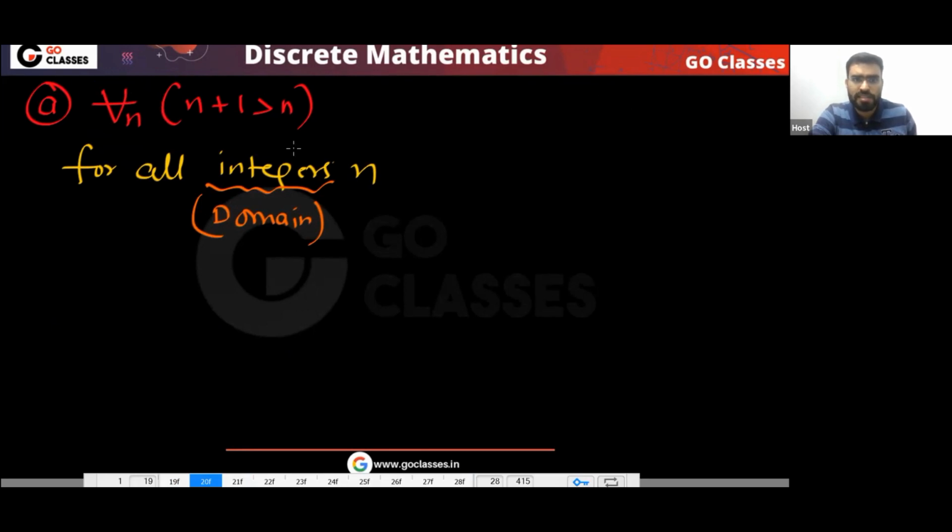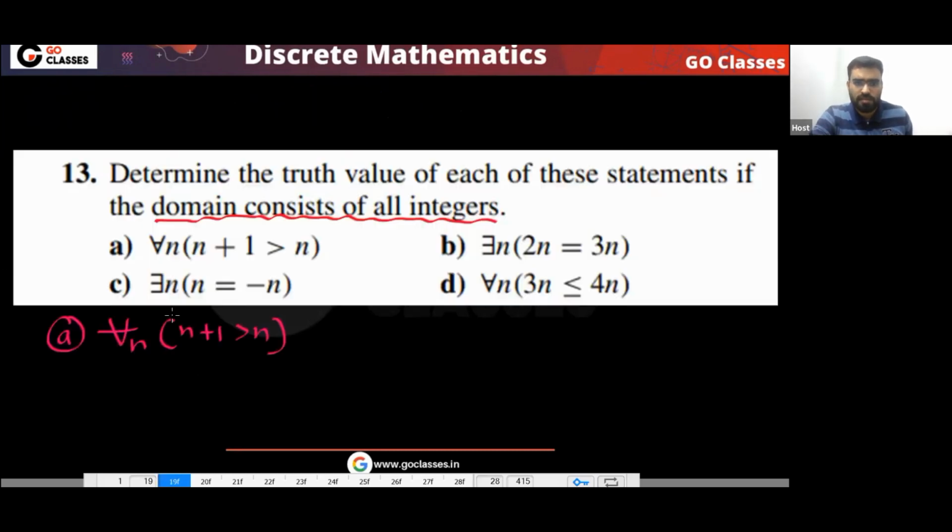So for all n in the set of integers, for all integers n, I can say n plus 1 is greater than n. Is this statement correct? Yes, this statement is correct. So this statement is actually true, because for all integers, we know that every n plus 1 is greater than n. So this is your first statement.